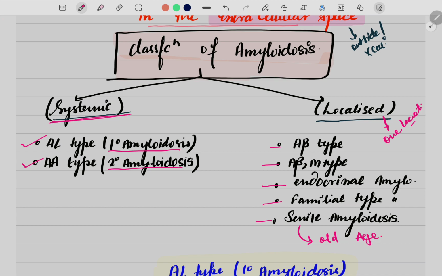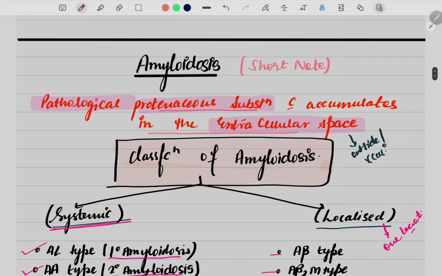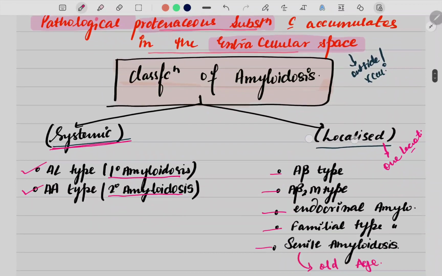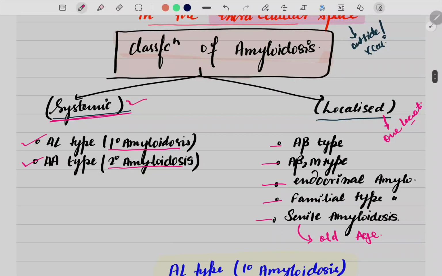So very easy till now. We saw what amyloidosis is. It is a pathological proteinaceous substance in the extracellular space. It could be of two types, either systemic or localized. Systemic is further AL type or AA type, and localized could be of 5 different types: endocrinal, familial, senile, A beta 2M, and A beta type.